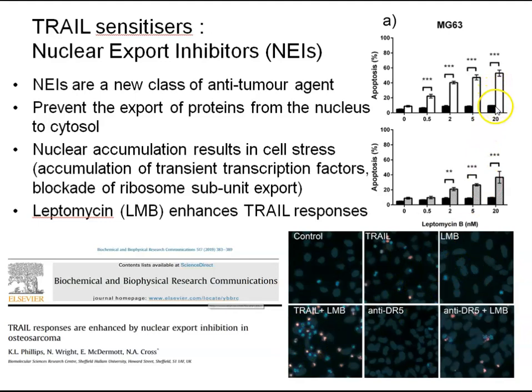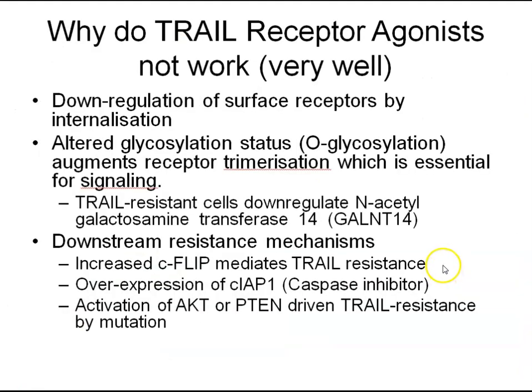And when we start pushing up the dose of leptomycin, leptomycin does very little on its own, TRAIL does very little on its own. You combine them together and you get a synergistic enhancement of death receptor mediated apoptosis. So there are various different mechanisms that are well characterized that suggest why TRAIL receptor agonists might not work very well. We know that some cells can downregulate the cell surface receptors by internalization.